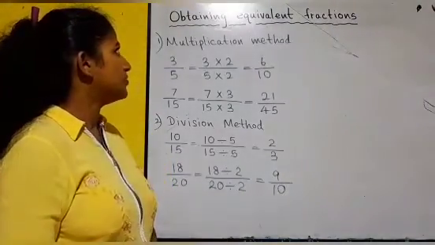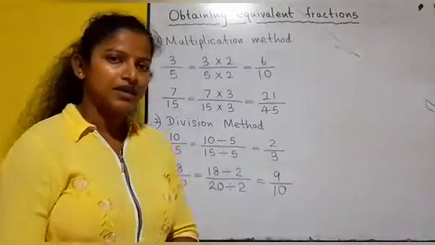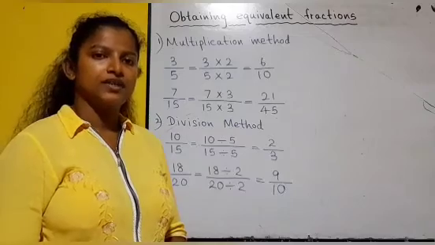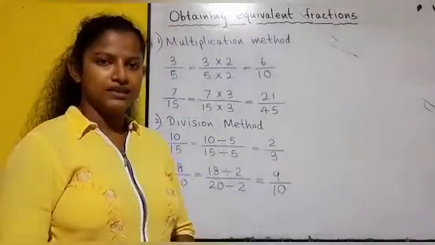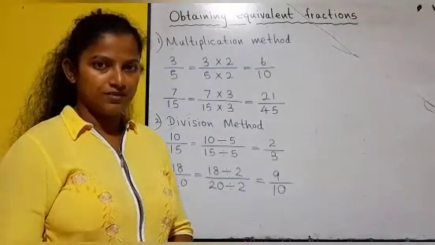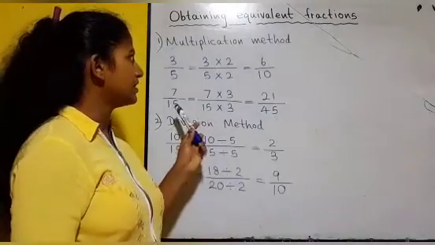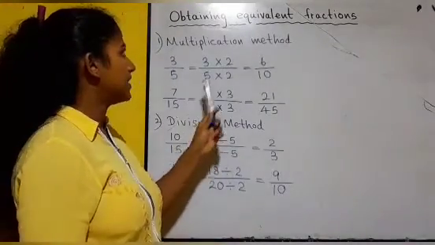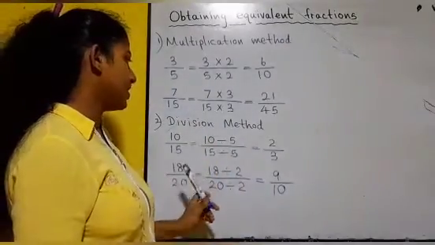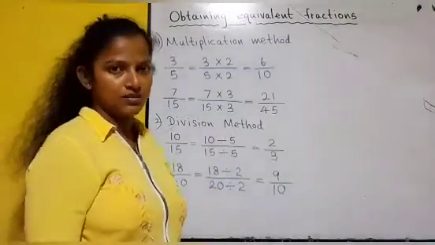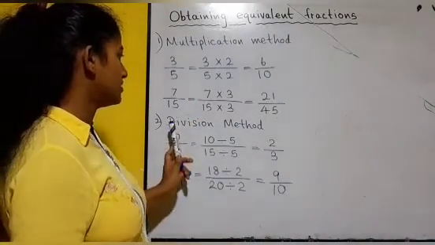So the two methods of obtaining equivalent fractions are multiplying the numerator and denominator with the same number, or dividing the numerator and denominator with the same number. But there is a special point here. Every fraction we can take equivalent fractions from the multiplication method. But the division method can't be performed for some fractions. These two fractions can't be used the division method.